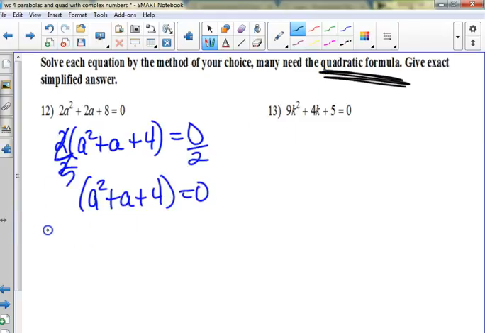Quadratic formula. A is 1, the number in front of x squared, the coefficient. B, the number in front of the x term, is 1, and C is 4. I'm just pretending this says x squared plus x plus 4. Is everybody okay with that? Just because I threw a different variable in there.